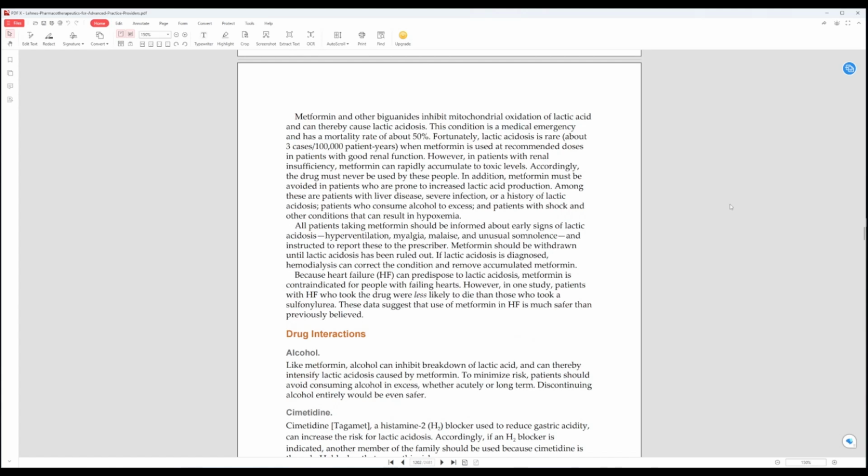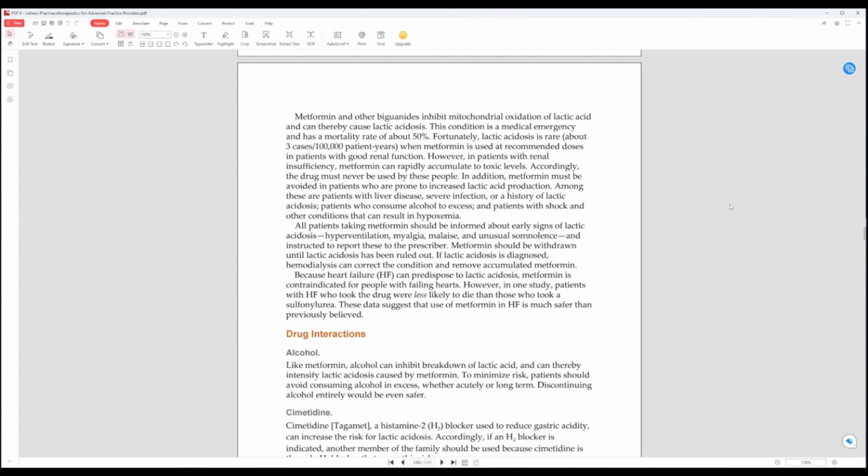Metformin and other biguanides inhibit mitochondrial oxidation of lactic acid and can thereby cause lactic acidosis. This condition is a medical emergency and has a mortality rate of about 50%. Fortunately, lactic acidosis is rare, only 3 cases per 100,000 patients, when metformin is used at recommended doses in patients with good renal function. However, in patients with renal insufficiency, metformin can rapidly accumulate to toxic levels.